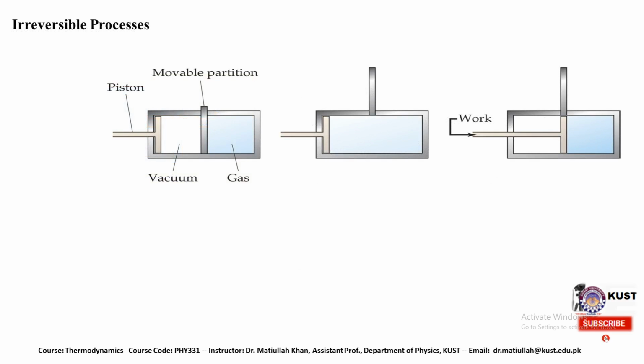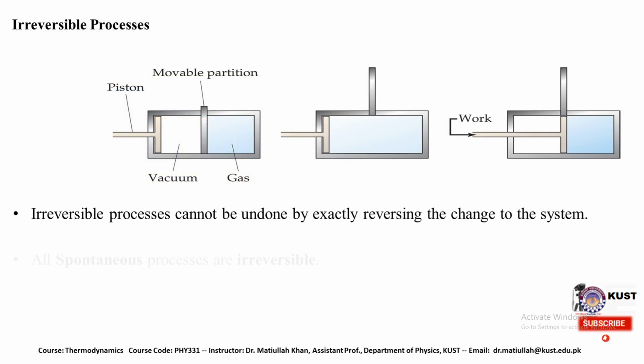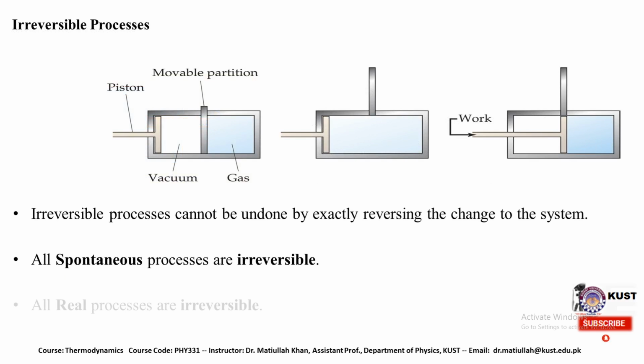We have irreversible processes, and all spontaneous processes are actually irreversible processes. Similarly, all real processes are also irreversible processes. So an irreversible process cannot be undone by exactly reversing the change of the system.